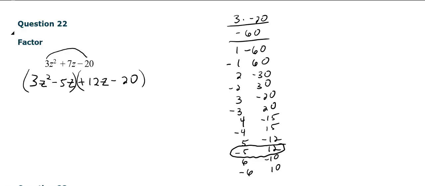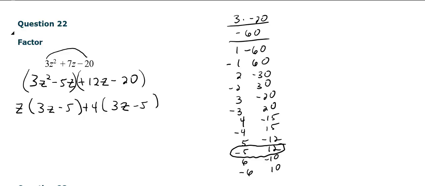So in the first group, the greatest common factor is just z. And in the second group, the greatest common factor, and we're looking at 12 and 20, is 4. And it'd be positive 4. So remember, it should come out with 3z minus 5. So positive 12 divided by positive 4 is positive 3. And negative 20 divided by positive 4 is negative 5.